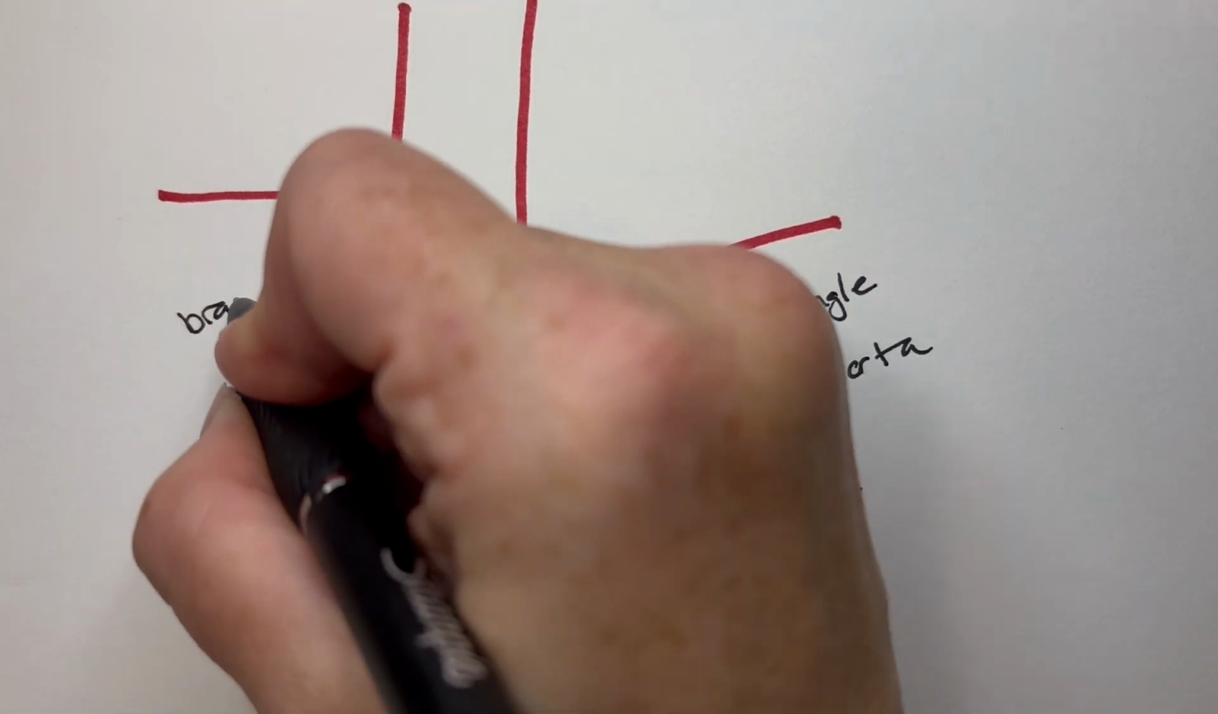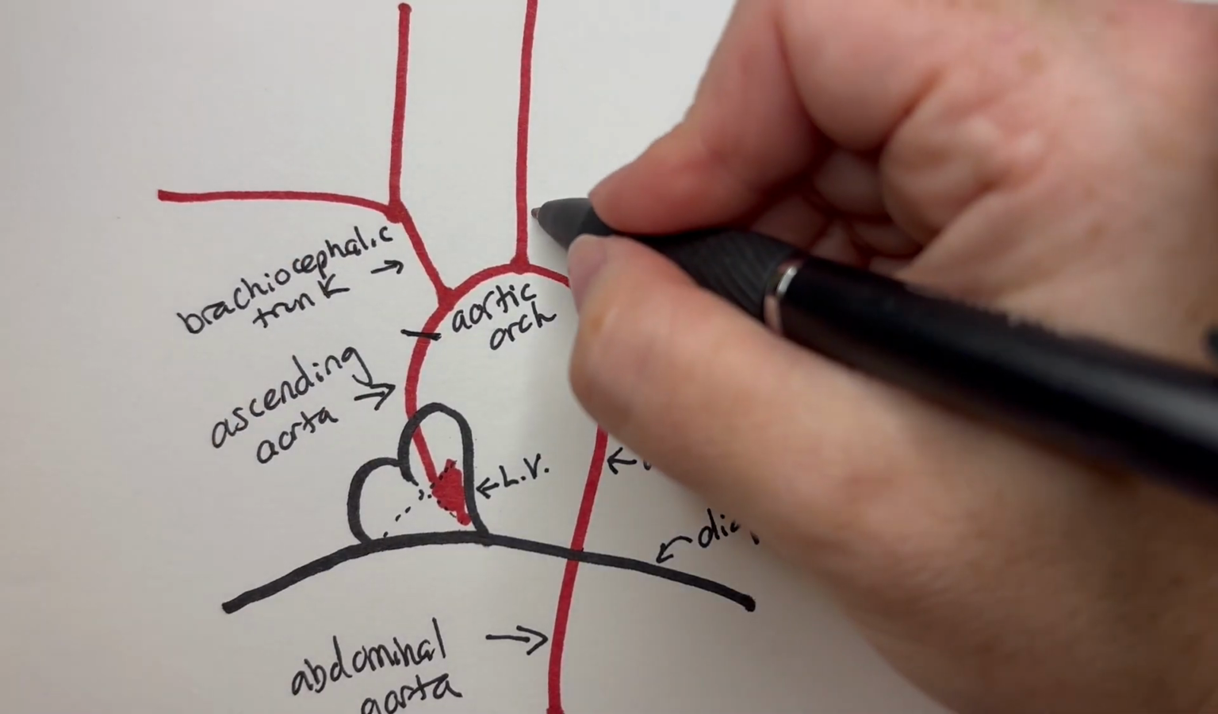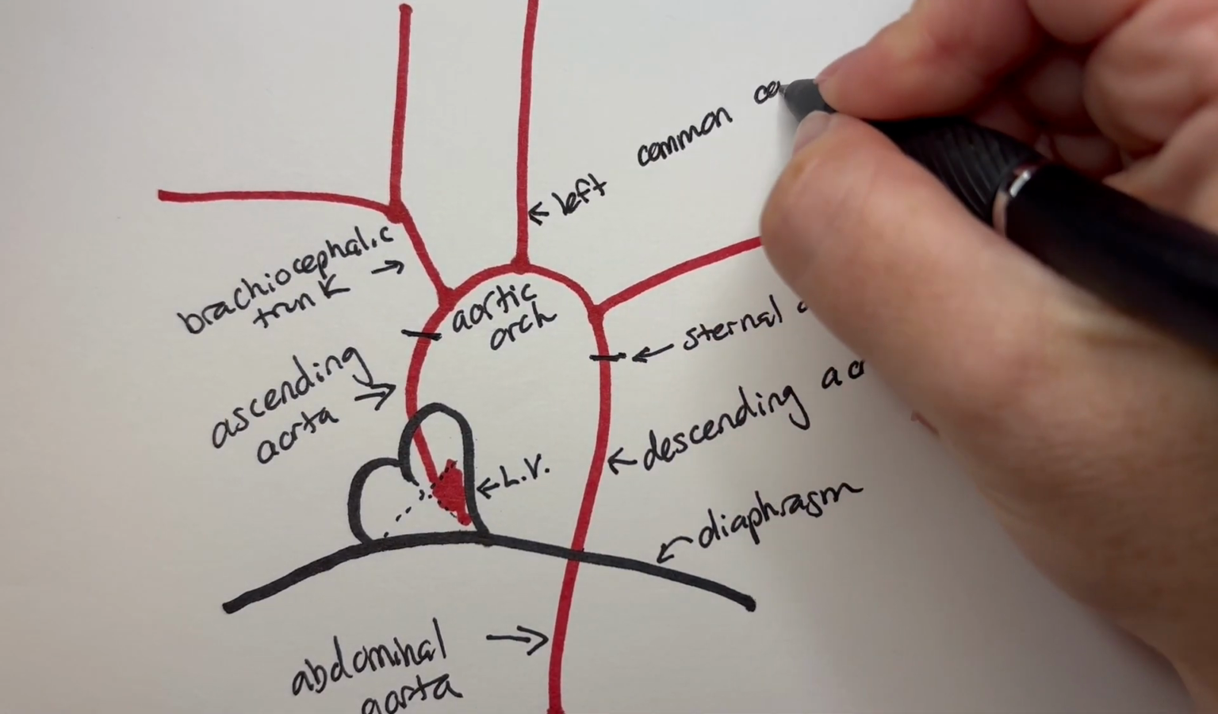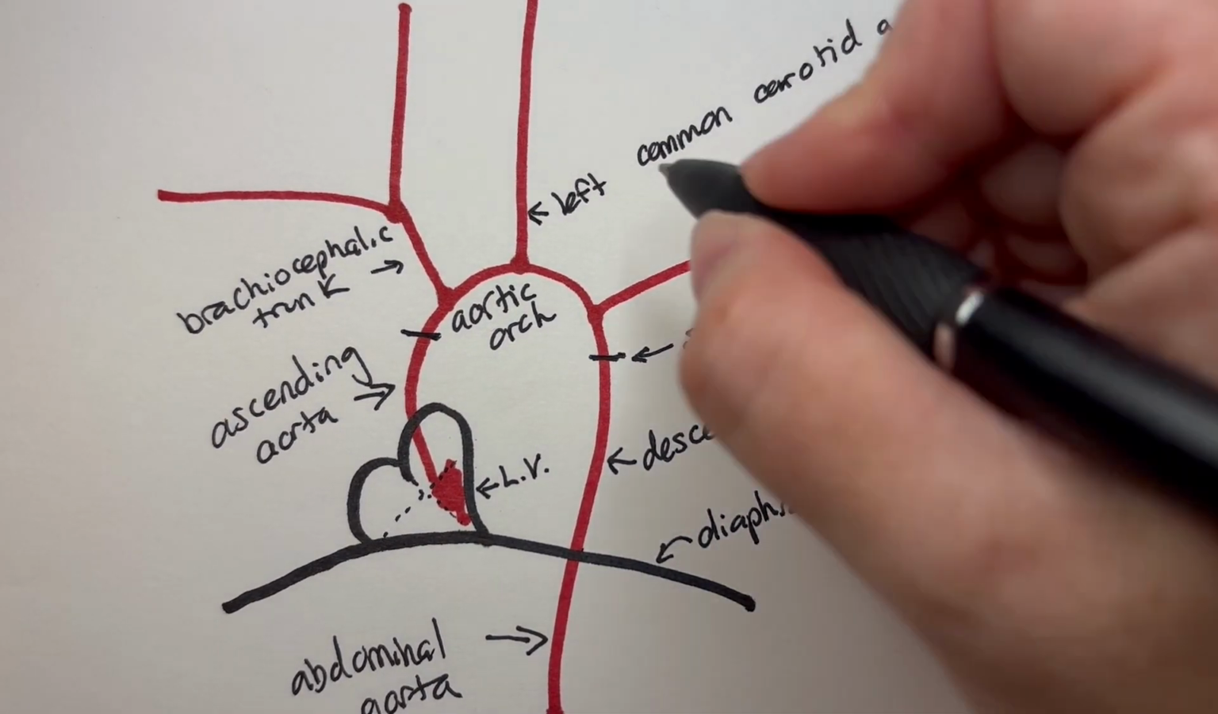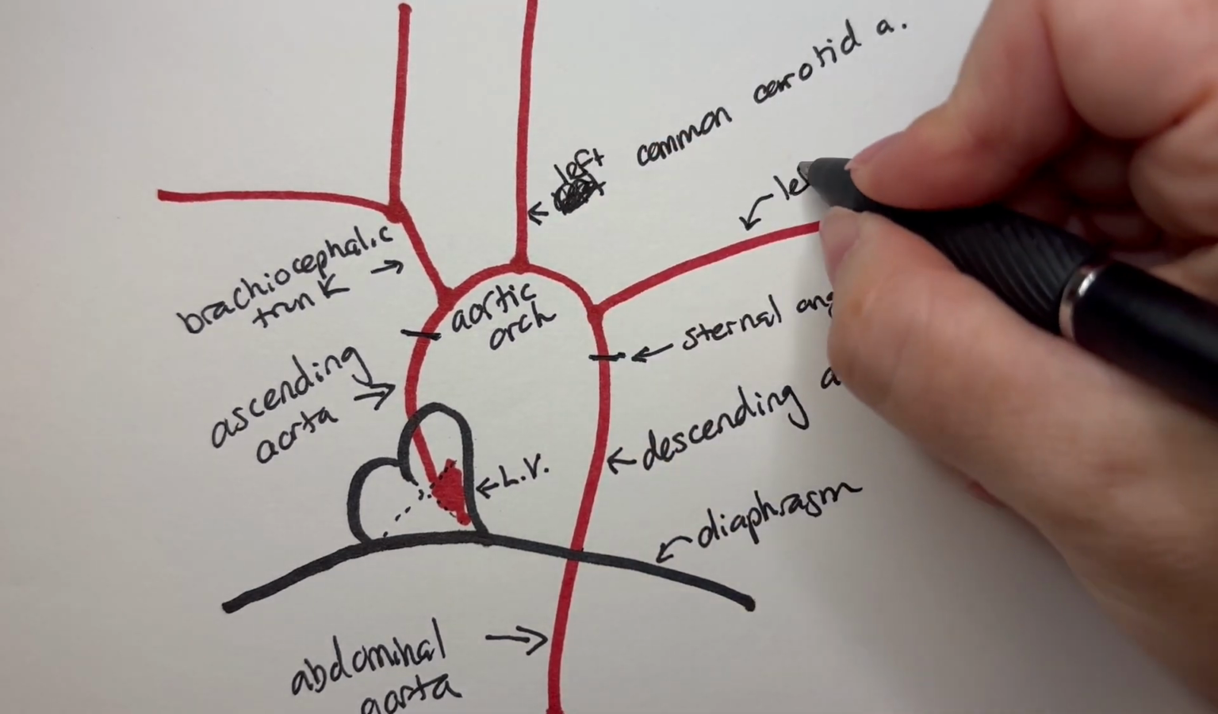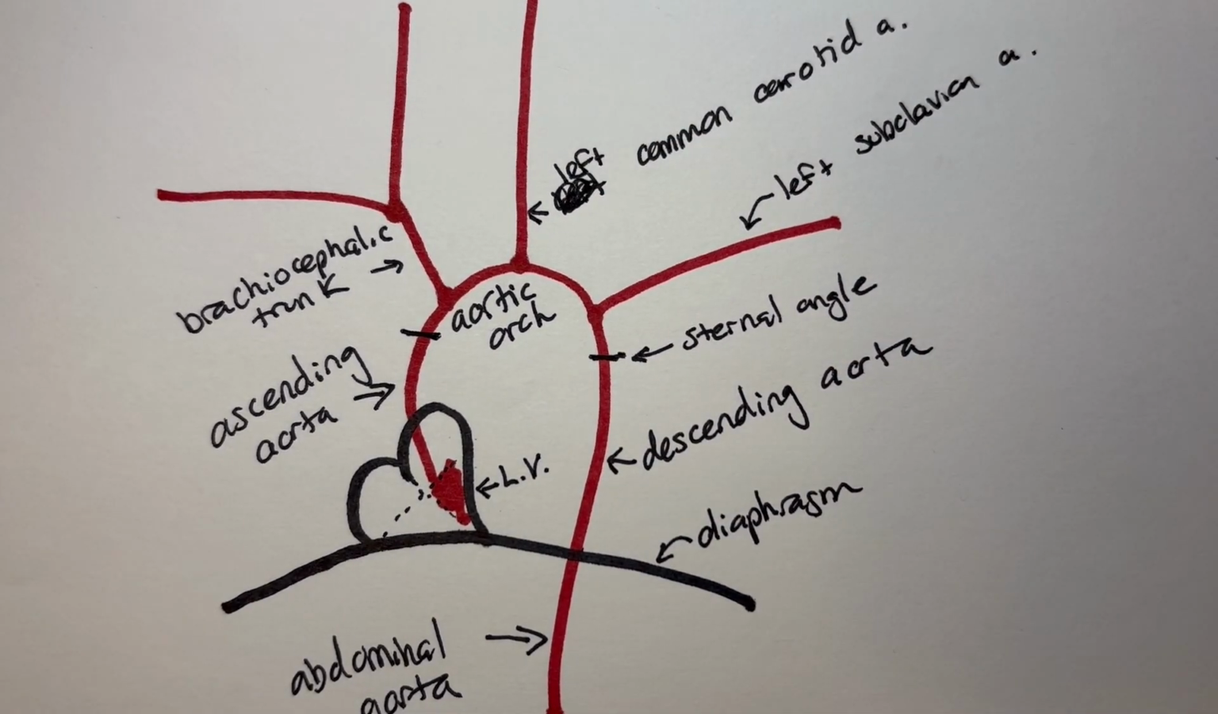So for our 3 branches, first branch is going to be our brachiocephalic trunk. Second branch is the left common carotid artery. And here I thought I made a mistake, but actually I didn't. So our third branch is our left subclavian artery.